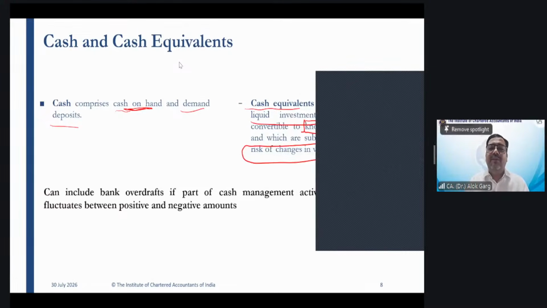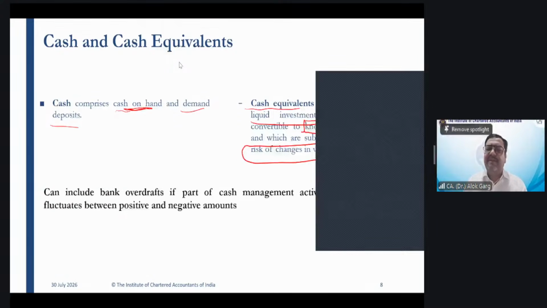Friends, if you invested in Infosys shares today, tomorrow the shares will be credited in your account. And when the shares are credited in your account, you can sell the shares in the market, and the day after tomorrow you will get the money.